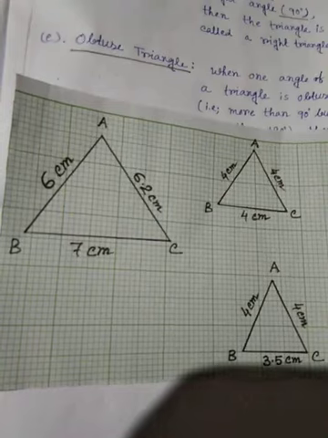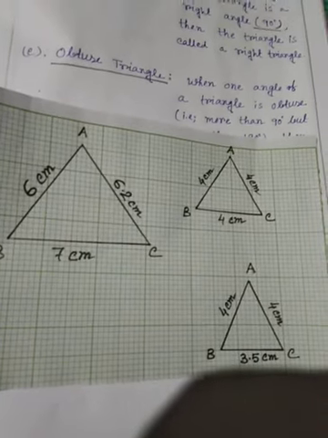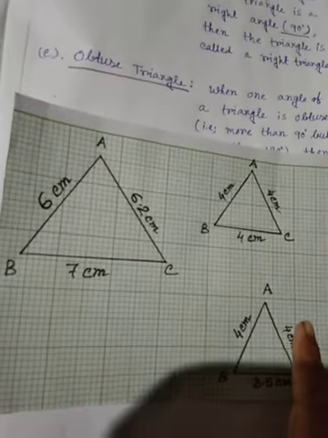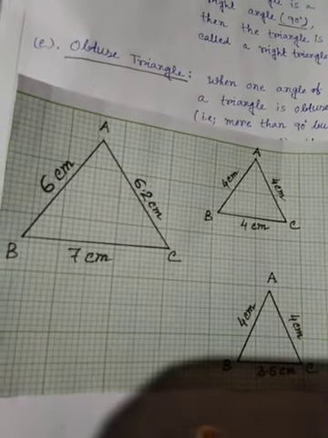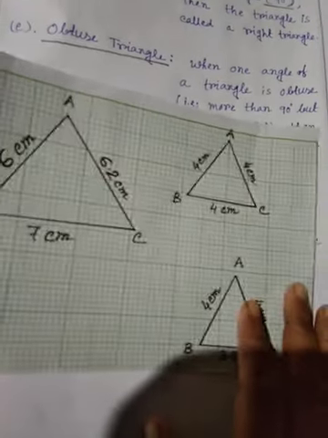So here you can see all these three sides are unequal or different. So this triangle will be called a scalene triangle. That part you have to write later. Okay, now let us talk about the second figure.